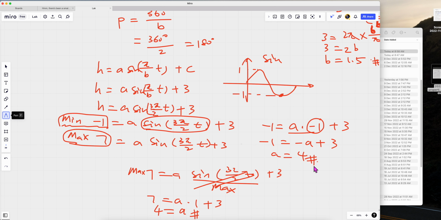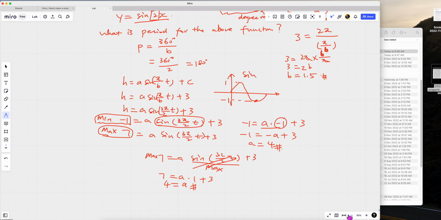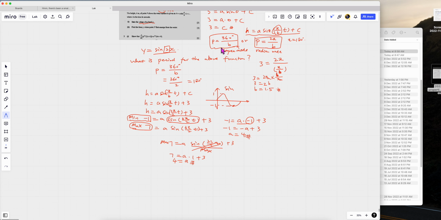So that's how you figure out A, B, C. The C is the simplest. The B is about period. The B uses the period, but it's in radian mode in this case. Then of course the A uses the concept that if the h is minimum, your sine function must be minimum. If the h is maximum, your sine function must be maximum. That's how you find A, B, C.